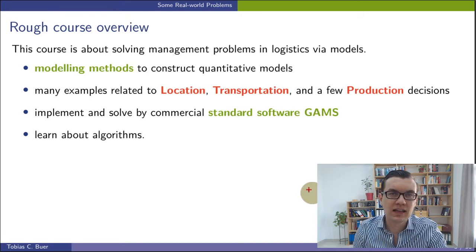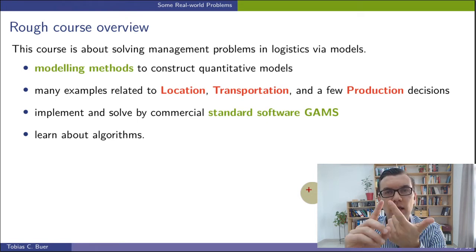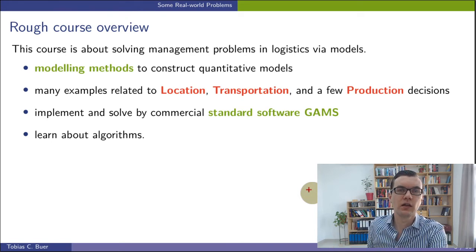We will discuss certain examples, certain problem areas from logistics, of course. And the main problem area that we will look at in this course are location decisions and transportation decisions. We will also have some examples related to production decisions, but location and transportation are the most common problems that we will have a look at.